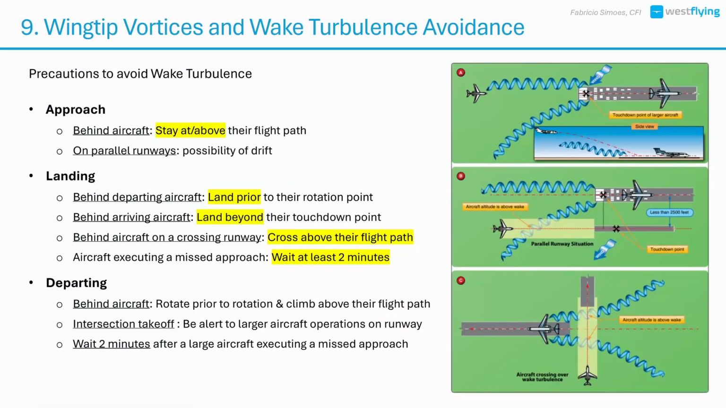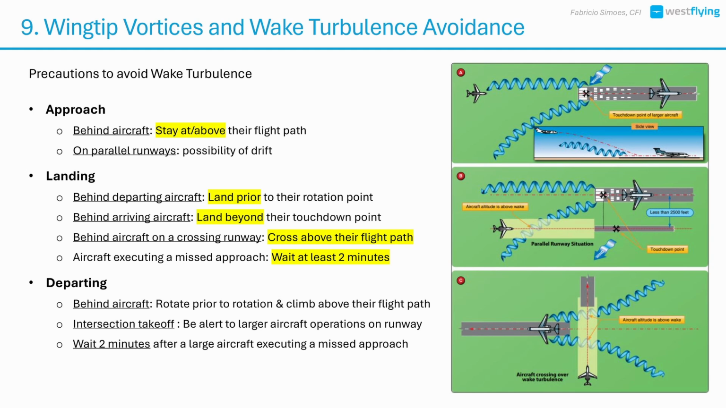So how do we protect ourselves from wake turbulence? It comes down to timing, spacing, and awareness. Avoiding wake turbulence is particularly important during approach, landing, and takeoff. Here are the most important things you need to know. If following a large aircraft on approach, stay above its glide path. During an approach in an airport with parallel runways, be alert to vortex drift, especially with crosswinds.